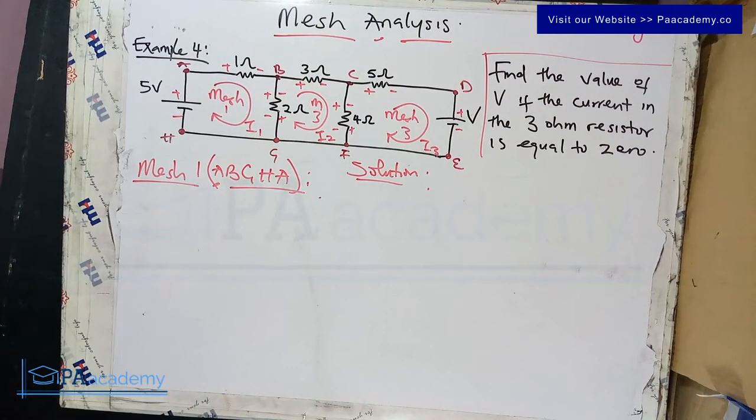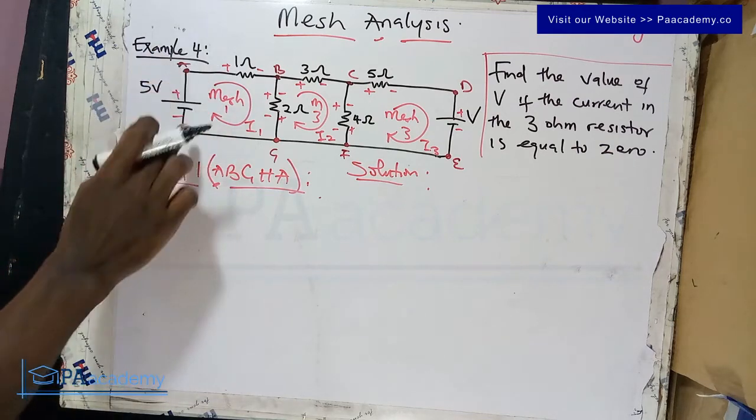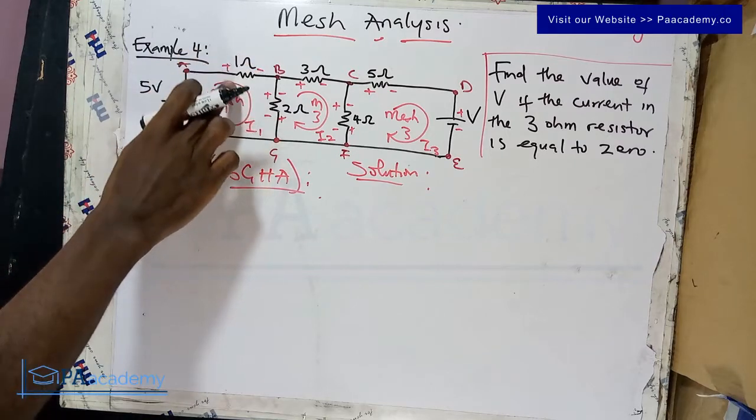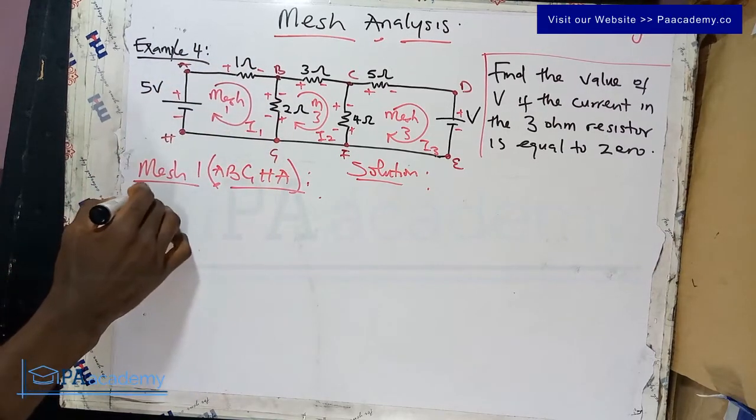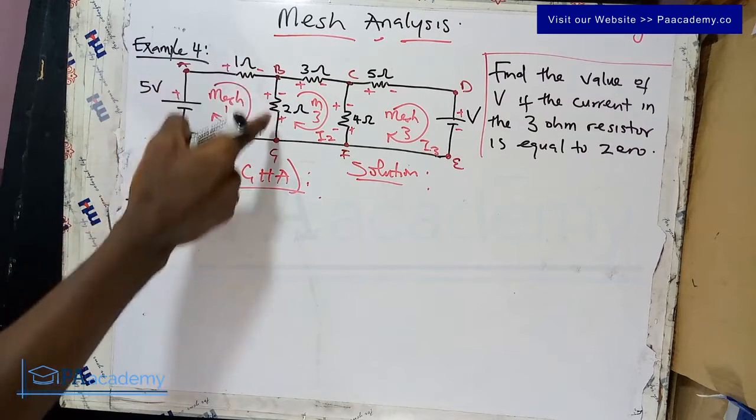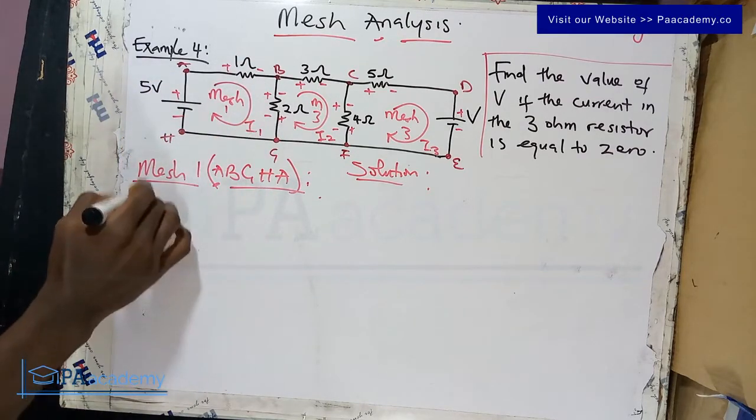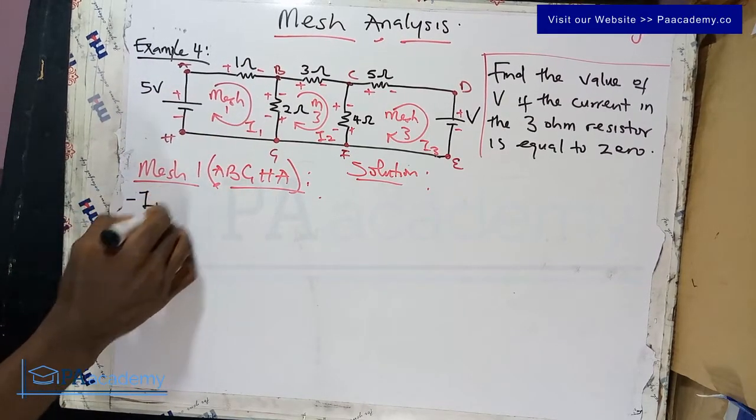Alright, so in applying Kirchhoff voltage law, let's start from point A. For this 1 ohm resistor, from plus to minus, that's going to be minus 1 ohm multiplied by the current I1. So that's going to be 1 I1, but you can also indicate it as I1.